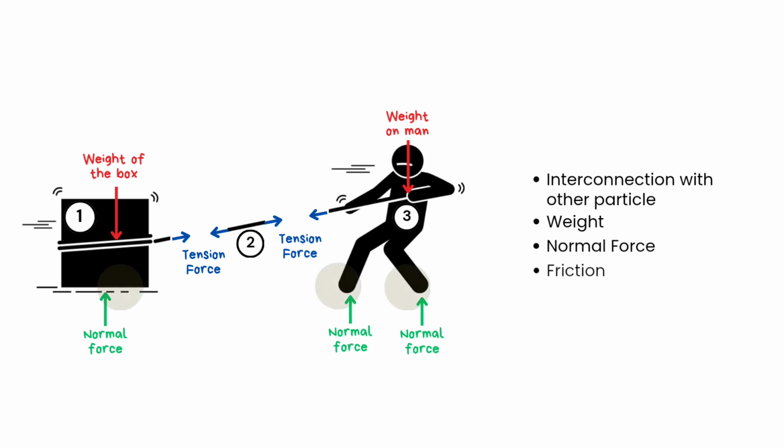Last but not least is the friction force. It will appear at the contact surface between two different objects, whereby it tries to resist the direction of motion. So if the man is pulling the box to the right direction, friction at the contact surface would be in the opposite direction. The same goes with the friction between the shoes of the man and also the floor.